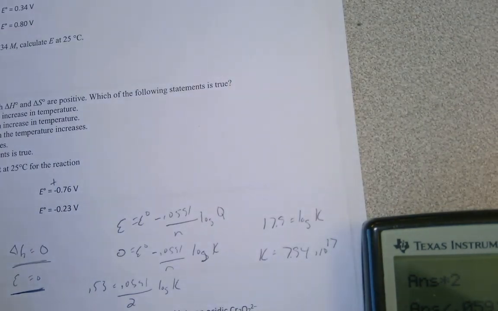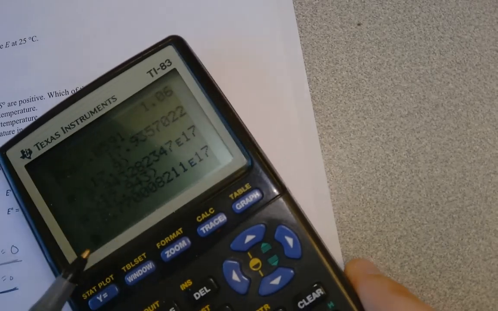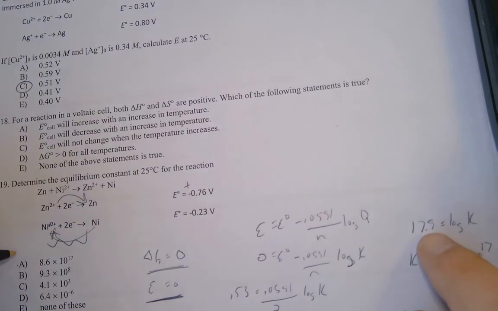It's kind of close to that one. Did I make a math error somewhere? 7.9. Oh, I just should have kept more digits on that. 10 raised to the 17.943. Yep. I should have just kept a couple of digits. Whenever you're dealing with logs, always keep a bunch of extra digits. So then you get the 8.7. So this guy's 8.6. Right. So A is the right answer there.